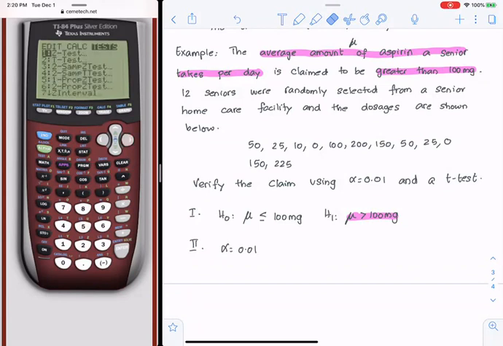Over to tests, pick option number 2, and we have the data. So move to mu naught. Mu naught is the claimed value, and that is 100. The data is in list 1, so we can leave it as is. And of the 3 choices that are provided to us, we have to pick the last one because the claim here, or the alternative here, is mu greater than 100 milligrams. So we just switch over to greater.